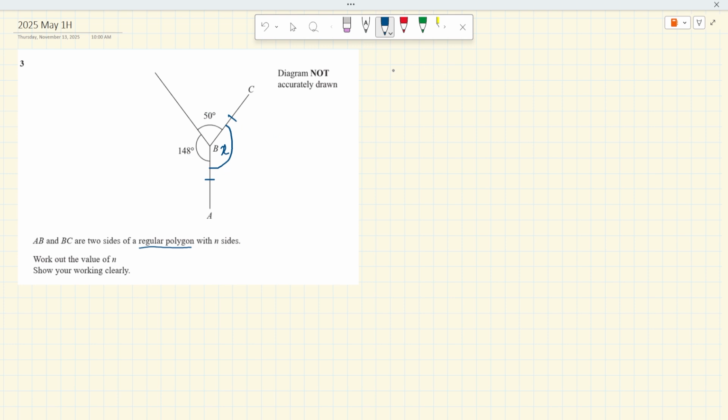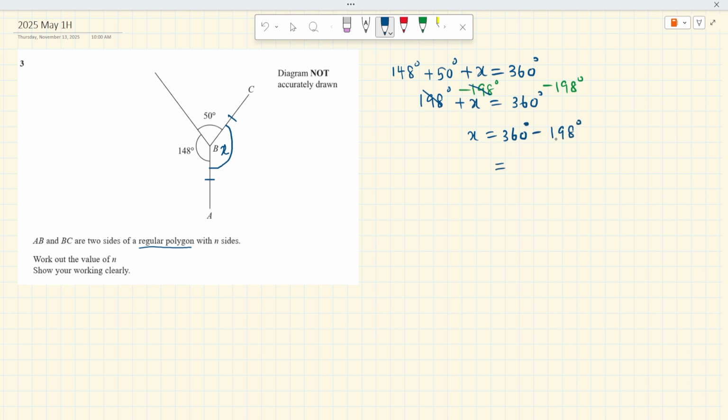So I can write 148 plus 50 plus x equals 360. 148 plus 50, that is 198, plus x equals 360. I subtract 198 from both sides. 198 gets cancelled. x equals 360 minus 198. 360 minus 198, that is 162.